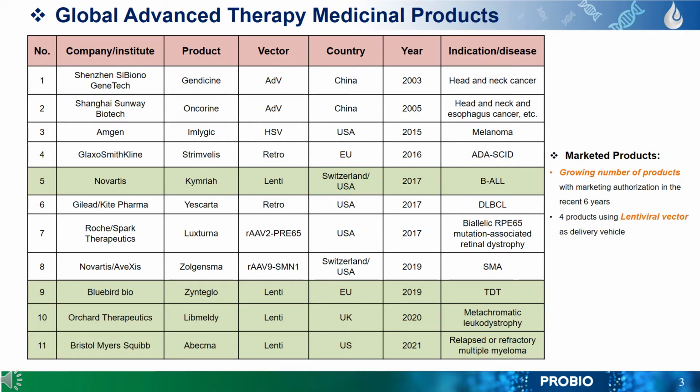Viral vectors provide an efficient means for modification of eukaryotic cells, and their use is now commonplace in academic laboratories and industry for both research and clinical applications. This table shows the drug delivered using viral vectors, showing the rapid growth of viral vector drugs in the past 6 years. As you can see, 4 products use lentiviral vector as delivery vehicle.